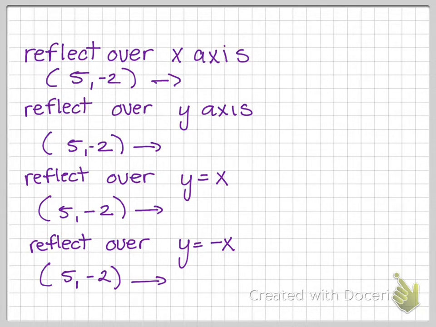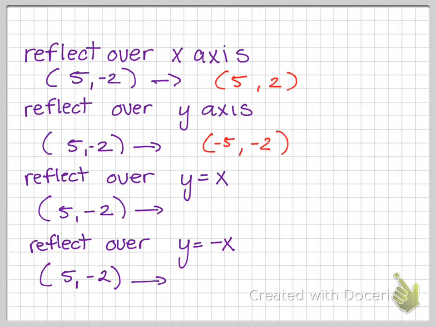So if you're reflecting over the x-axis, remember the x stayed the same. And so if we were going to reflect 5, negative 2 over the x-axis, the x value would stay the same, 5, and you would just flip, meaning take the opposite of your y, which would be a positive 2. If you were going to reflect over the y-axis, your y would stay the same. So in this case, the negative 2 would stay, and it would be the x value that will flip or change, giving you a negative 5.